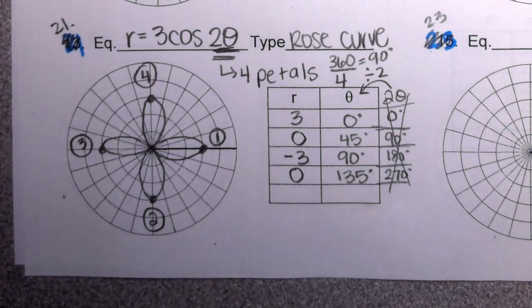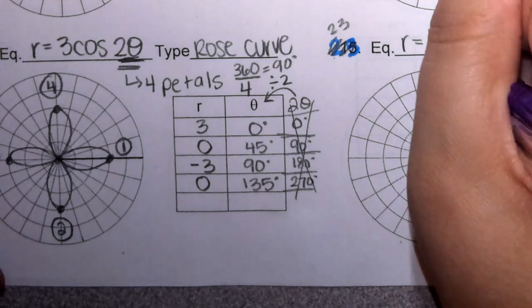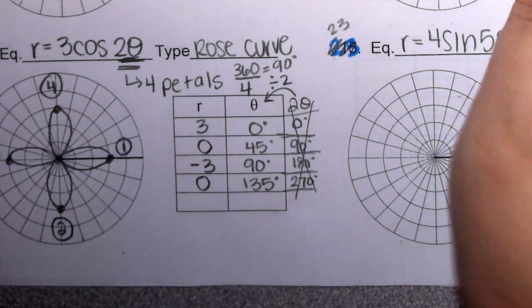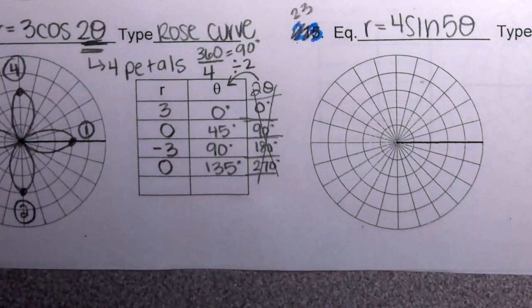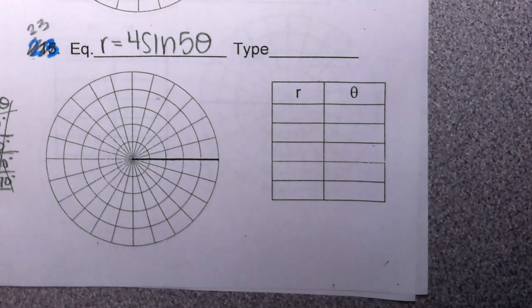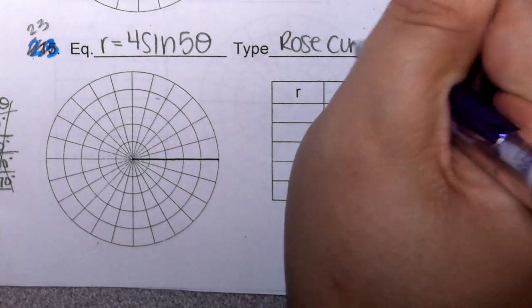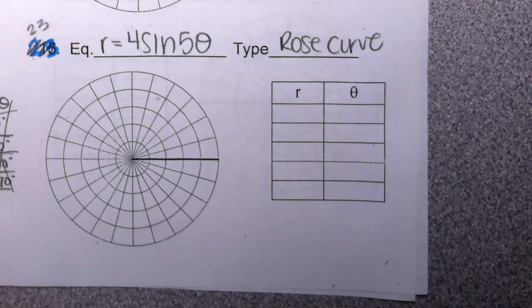Let's do one more just so that you don't have to question it. We're going to do 23 as well. Are we sure? I have no questions. Okay. 23 is R equals 4 sine of 5 theta. We're doing 23, right next to it. Do y'all agree this is also a rose curve? What do we know about this rose curve? 5 petals.